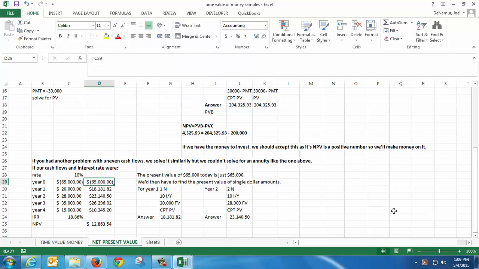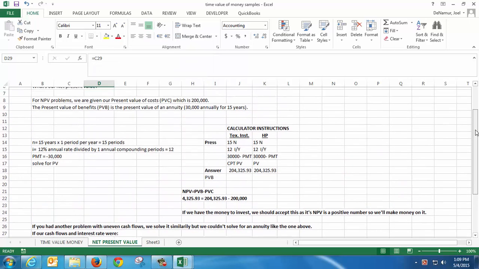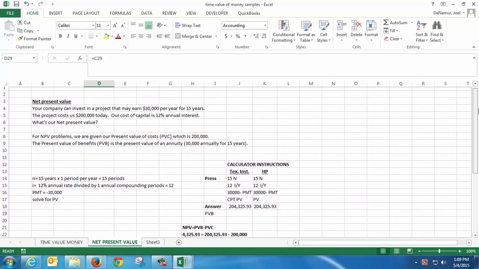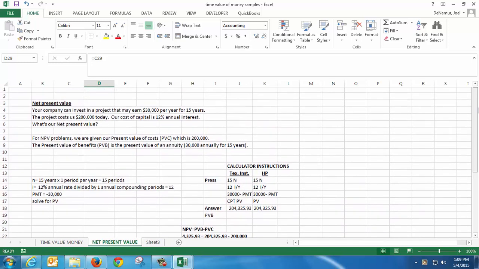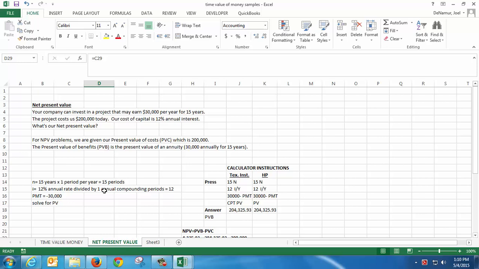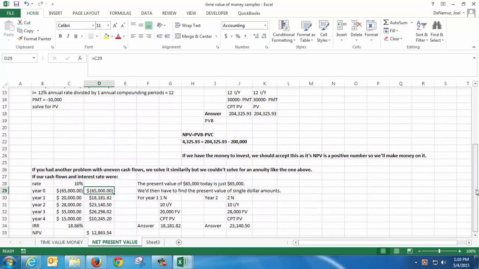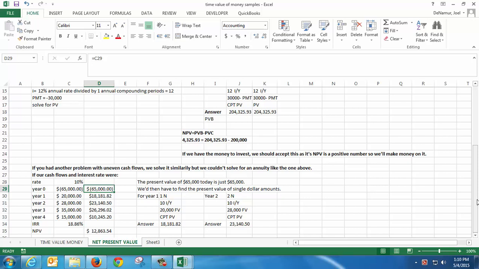Alright, if we're using our calculator to solve NPV, or net present value, I did go through this video earlier, and this example would be based on even annual payments going forward. Alright, that's not always going to be the case. Homework number 6 had uneven payments.